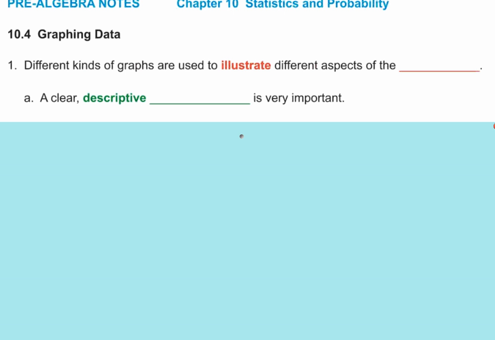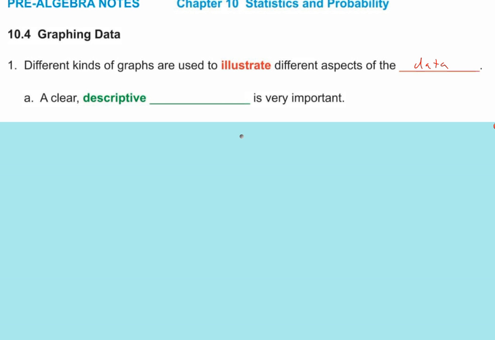Okay, different kinds of graphs are used to illustrate different aspects of the data. And again, a person that is up with all the latest graphing techniques depends on what data they want to display and how they want to display that data as to what they will use. All right, so we're going to talk about a bar graph today. We're going to talk about a broken line graph today. And then tomorrow we'll talk about a circle graph.